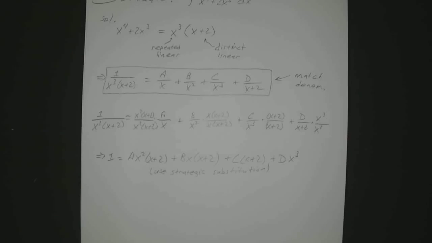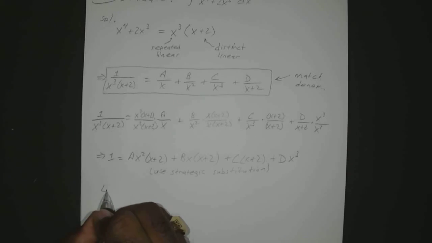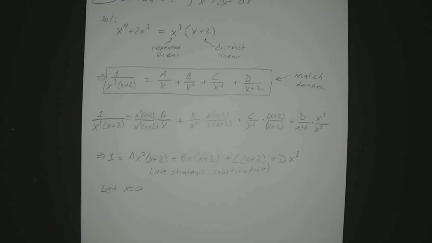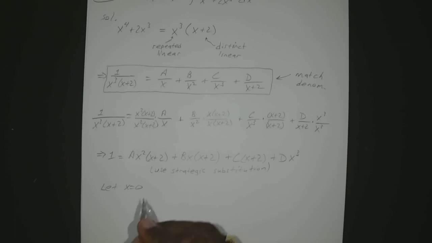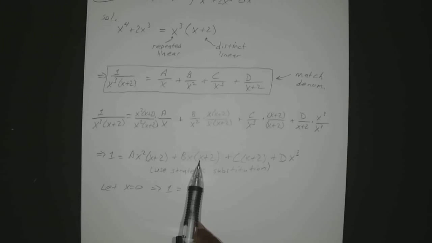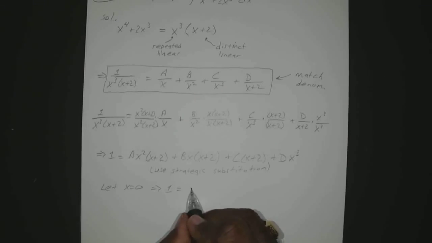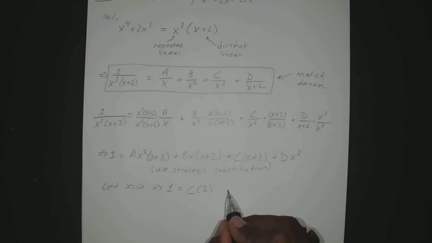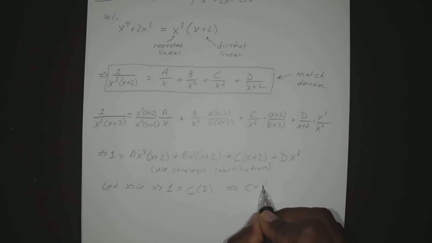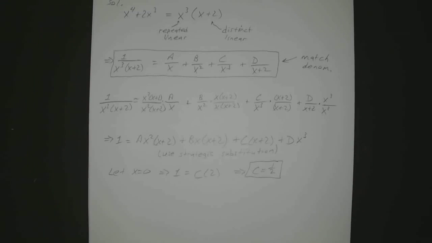Okay, so first, if we let x equal 0, it'll get rid of this one, and this one, so we can solve for c. So you let x equal 0, you end up with 1 equals, that becomes 0, that becomes 0, that becomes 0, c times 2. Which means we have c equals 1/2. It's problems like this where 0 is my favorite number.